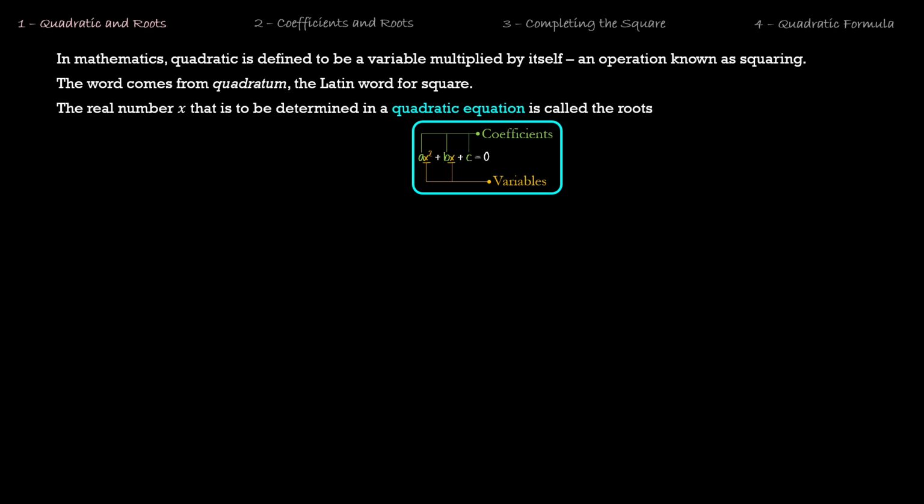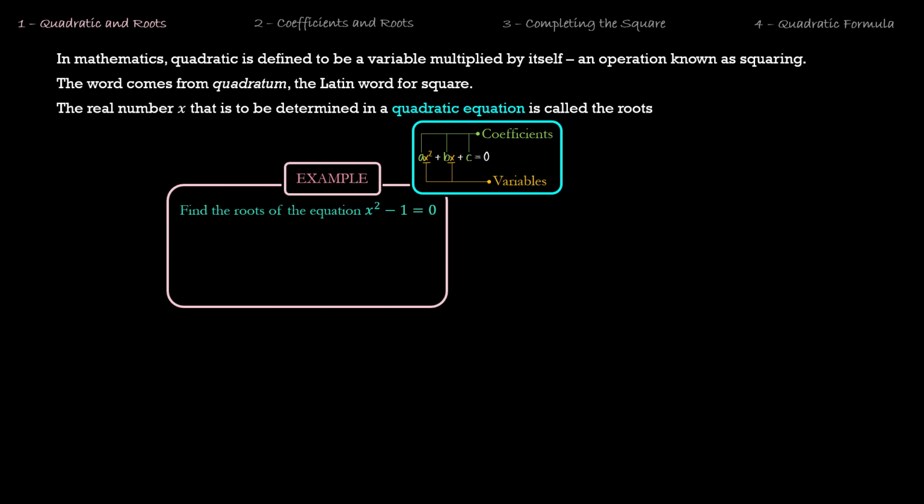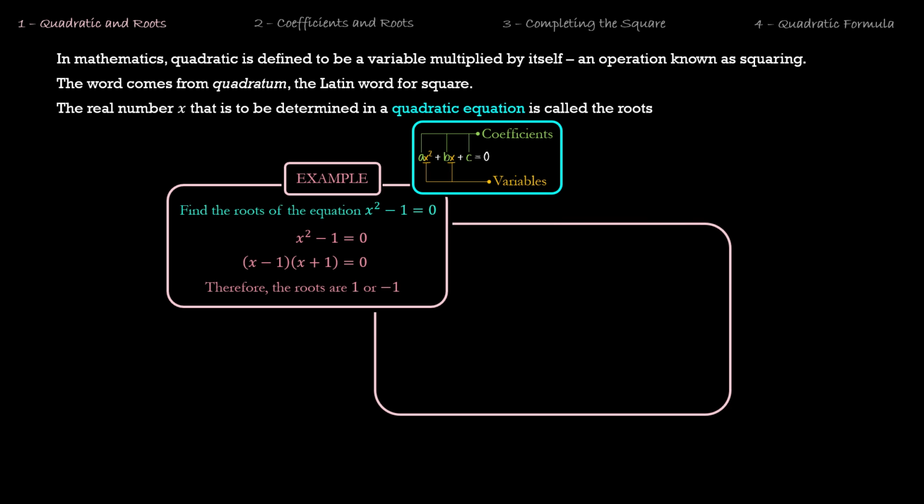b, and c. Let us try to find the roots in the equation x squared minus 1 equals 0. We can simply factorize it, and this will give us 1 and minus 1. This can be seen as the x-intercepts when we graph the function out.